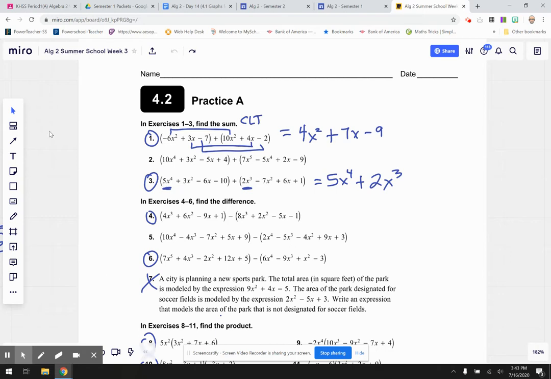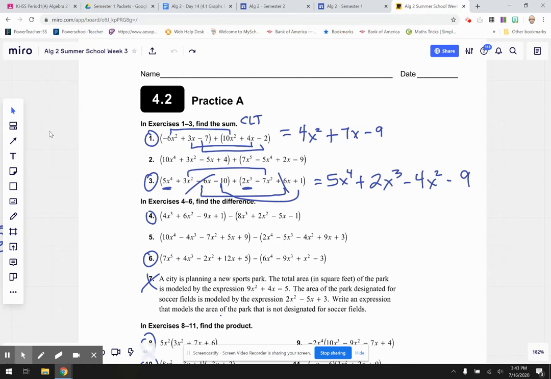X squared has a like term. So 3 and a negative 7. Since one's positive, one's negative, you got to subtract, and there's more negatives. So negative 4x squared. And then the negative 6x and the positive 6x, those are just going to cancel because one's negative, one's positive. And then you've got negative 10 and a positive 1. That means you got to subtract those, and there's more negatives, so negative 9. So there's your answer to 3.